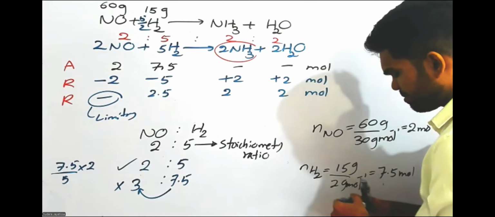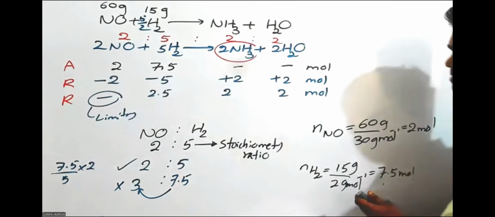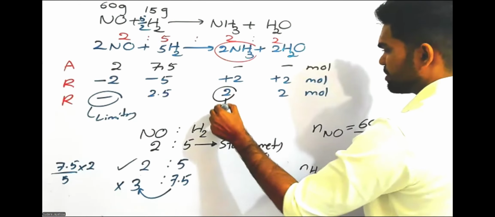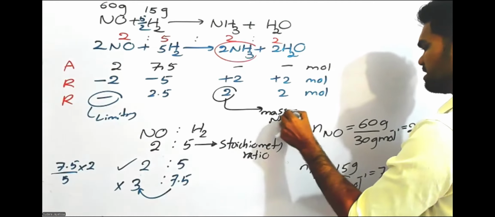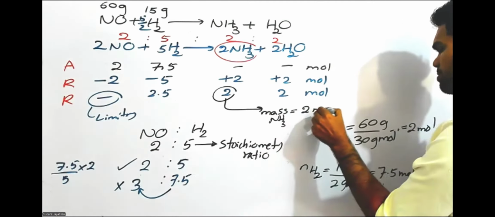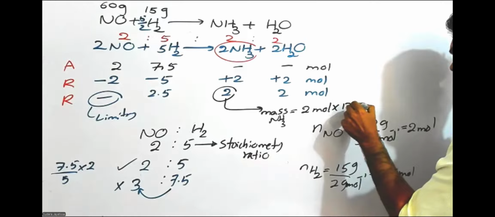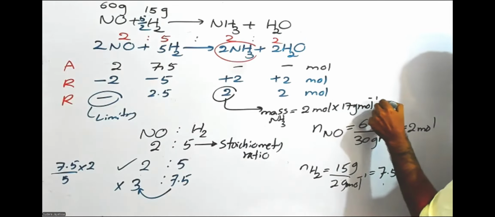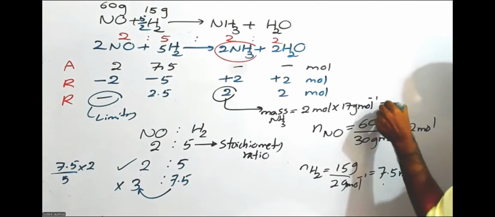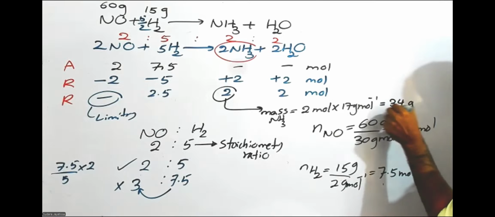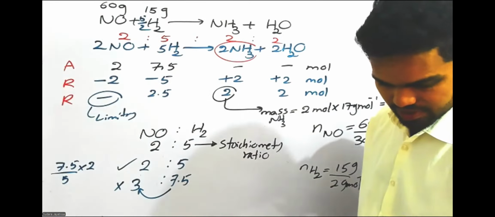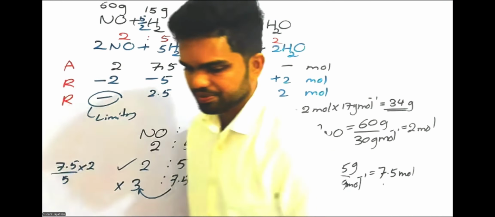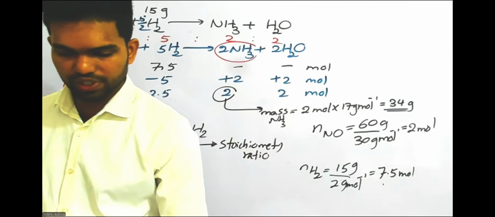We need the mass of ammonia. For that, what should we do? Multiply this number of moles by their relative molecular mass. So 2 moles into 17 grams per mole, that means 34 grams. Answer is answer 3. Okay, 34 grams.